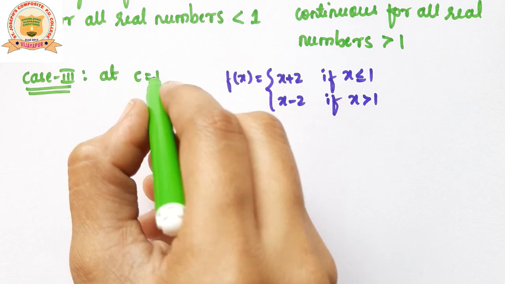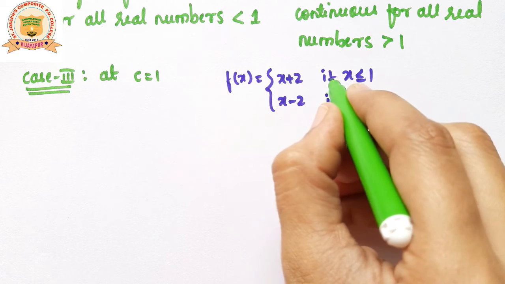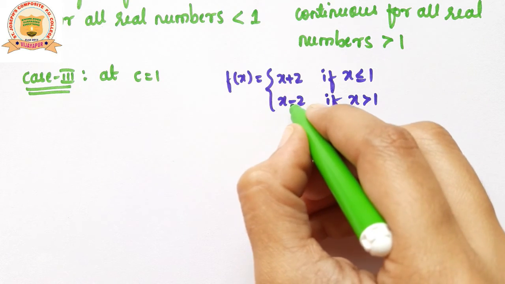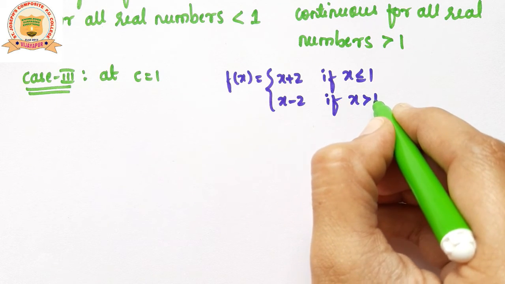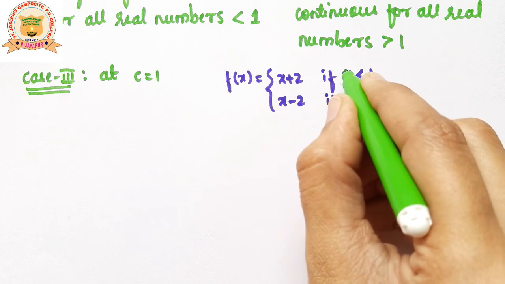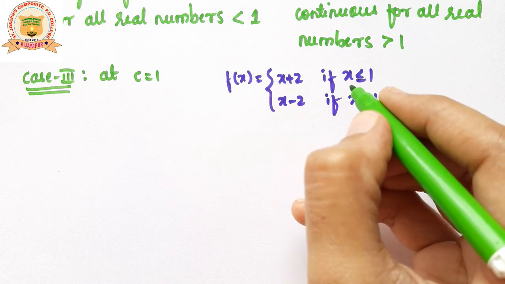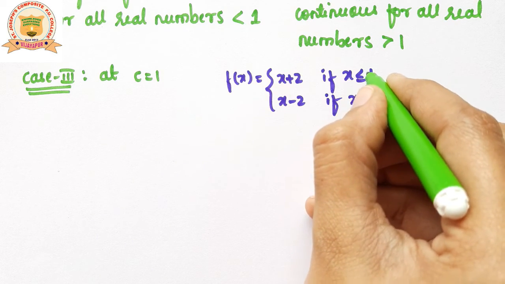I wrote the definition of the function one more time here. f of x is equal to x plus 2 if x is less than or equal to 1, and x minus 2 if x is greater than 1. This is the given function. For greater than 1 the function is different, and for less than 1 the function is different. So we have to find LHL and RHL at x is equal to 1.